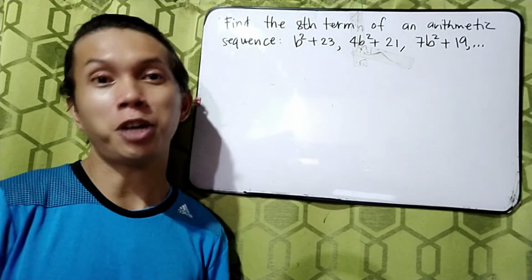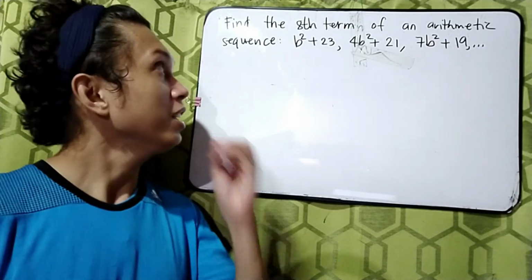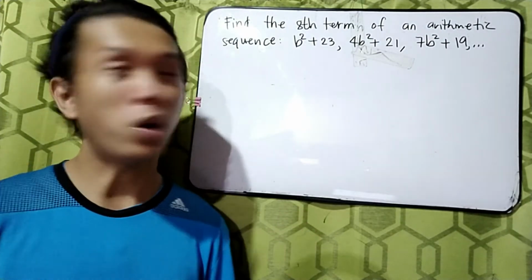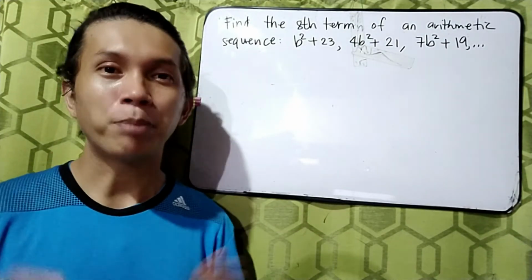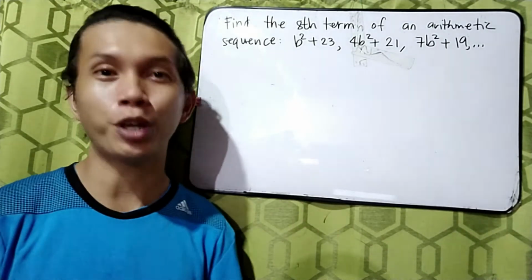Find the eighth term of an arithmetic sequence b squared plus 23, 4b squared plus 21, 7b squared plus 19. Let us solve this in this new learned video.